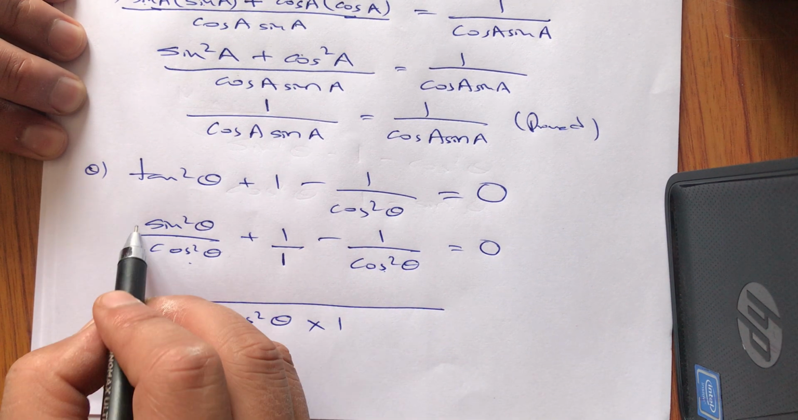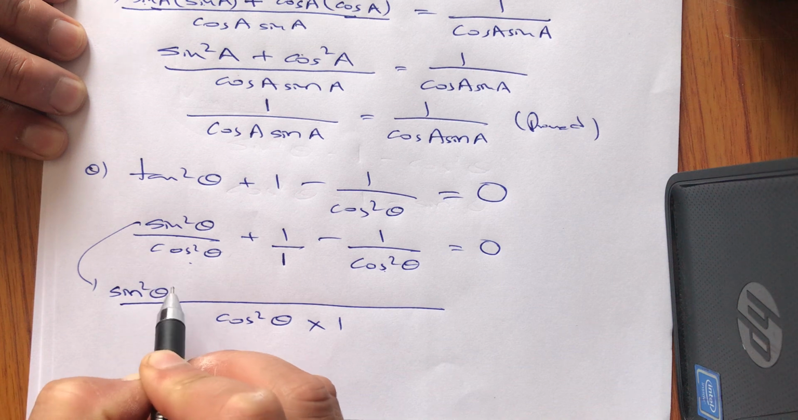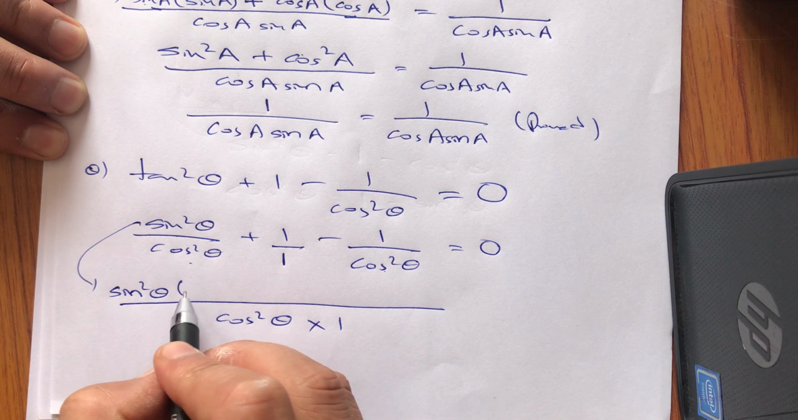Okay, so then I copy the numerator as it is, sine square theta, then cos squared gets cancelled, and what is left over is a 1, so I put a 1.